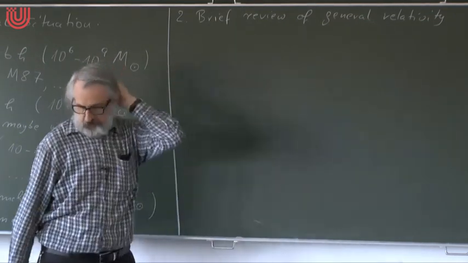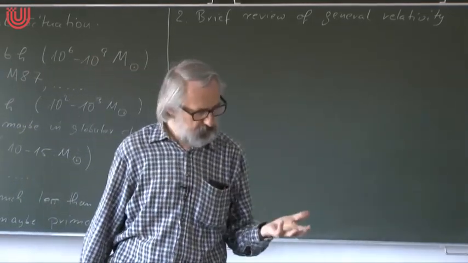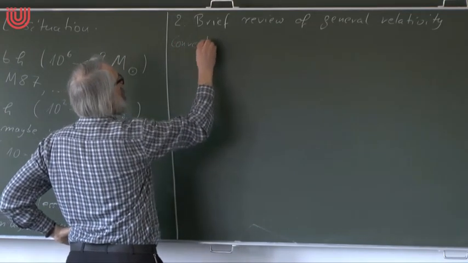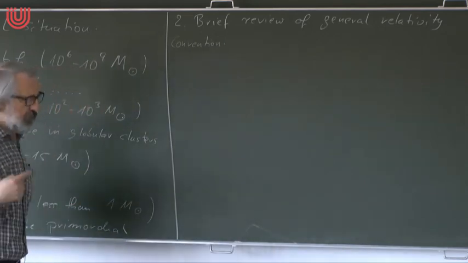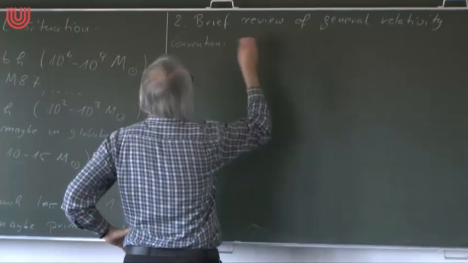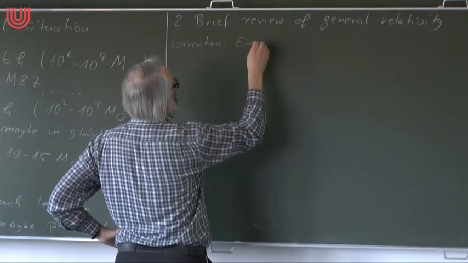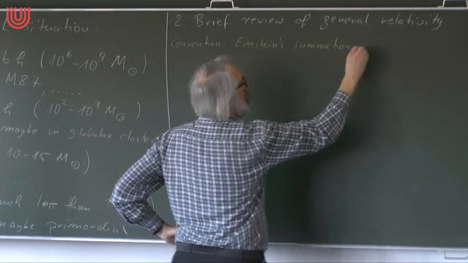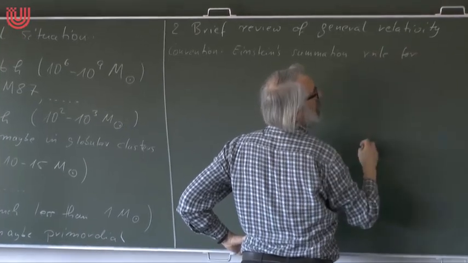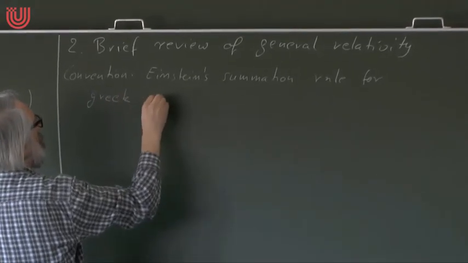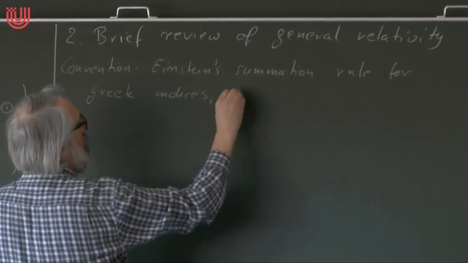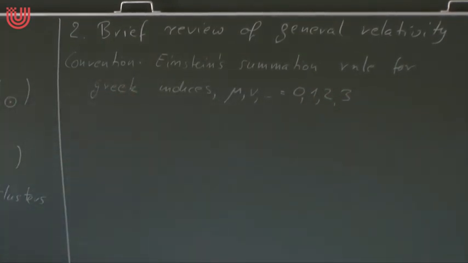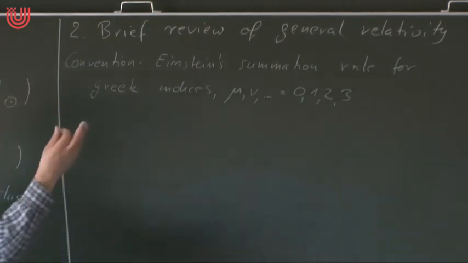When we are doing general relativity, we're playing around with four-dimensional manifolds. So we have coordinate systems where the coordinates run from 1 to 4. And my convention is that I use Greek indices. I don't label them 1 to 4, I label them 0 to 3, and I will use Einstein's summation convention, the summation rule, for Greek indices, which take values, so let's say mu or something like that, 0 to 3. And Einstein's summation rule means if an index appears twice, one as a lower index, one as an upper index, then summation is understood over this index.